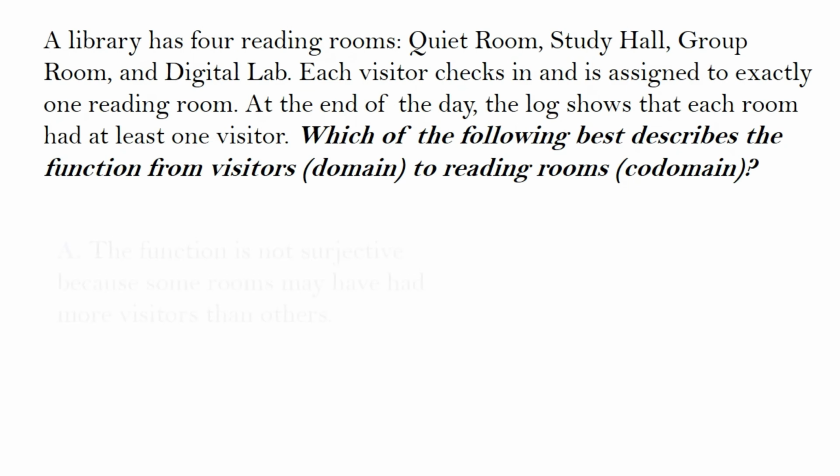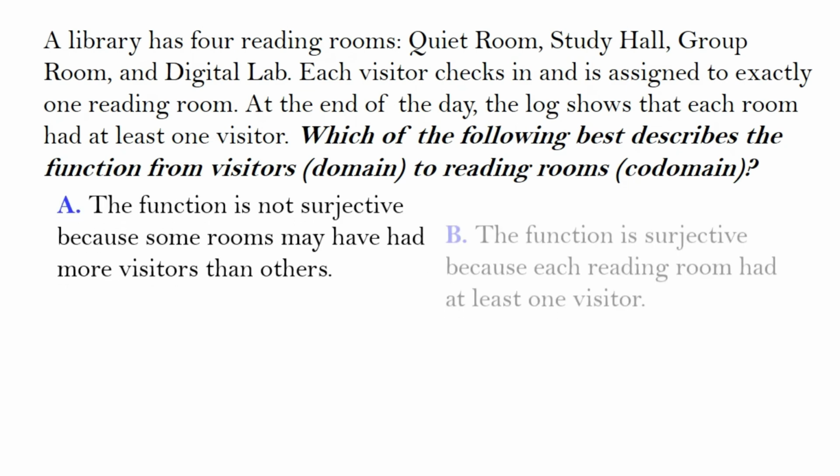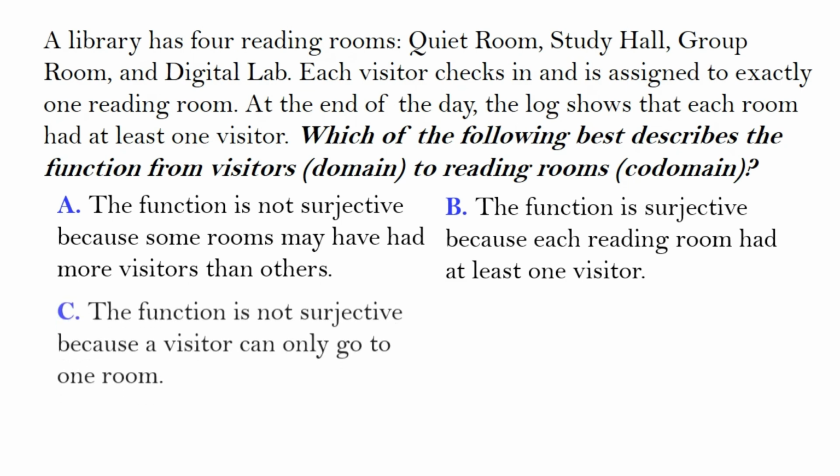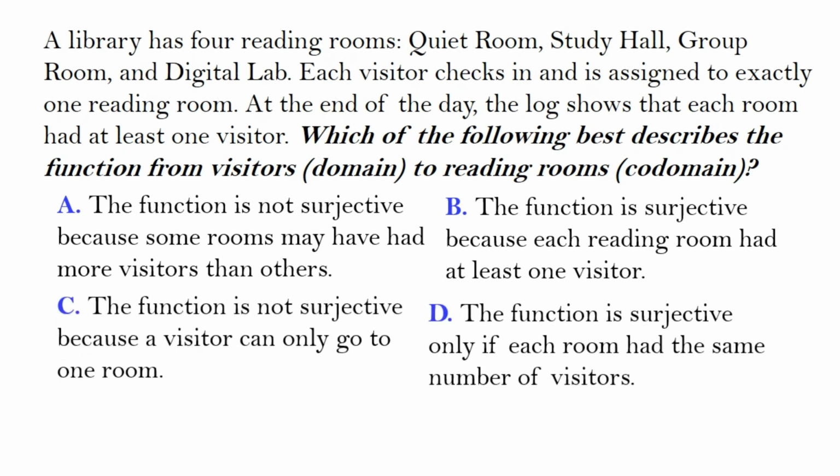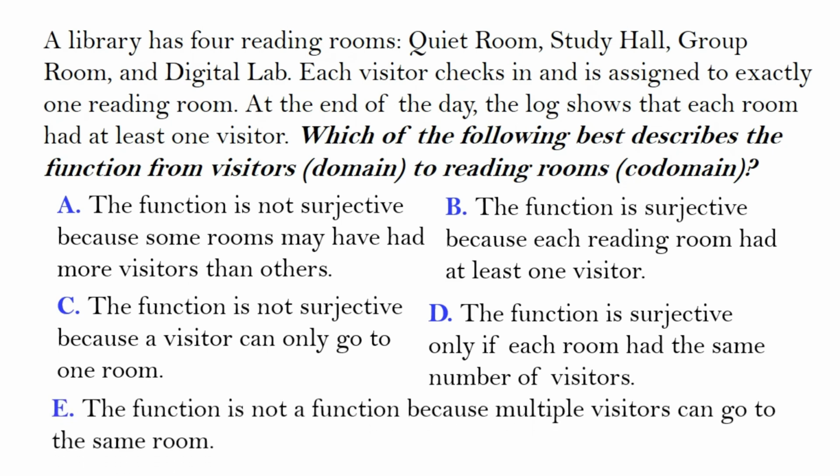My dear students, look at something. In the library, there are 4 reading rooms, okay? And if you look at the question very well, it asks which of the following best describes the function from visitors, which is the domain, to the reading rooms, which is the codomain. One thing we should pay attention to is that the function is surjective because every element in the codomain, the reading rooms, has at least one visitor mapped to it from the domain. Unequal numbers or repeated assignments don't affect the surjectivity here, only that no room is left out.